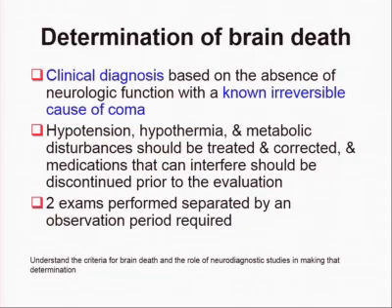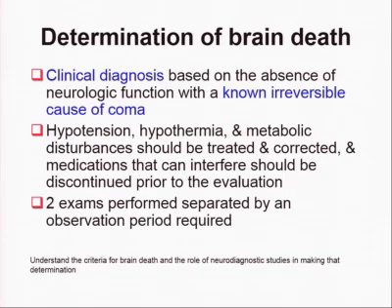So again, brain death is a clinical diagnosis. You don't have to have any confirmation with a blood flow scan or an EEG. You can do them, but it's not essential. Again, it has to be an irreversible cause of coma. You've got to make sure that you've corrected any hypotension, hypothermia, or metabolic causes, and you've made sure that there are no medications that can interfere with your exam because it's a clinical diagnosis.